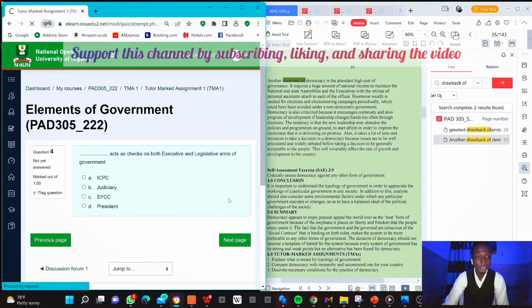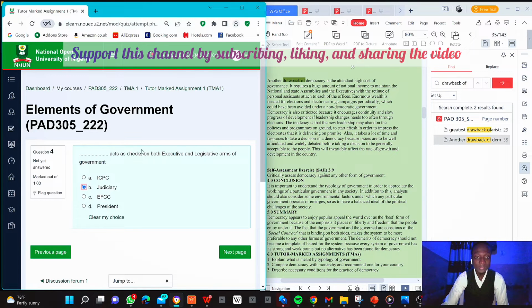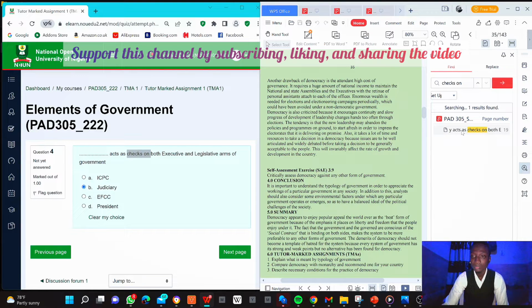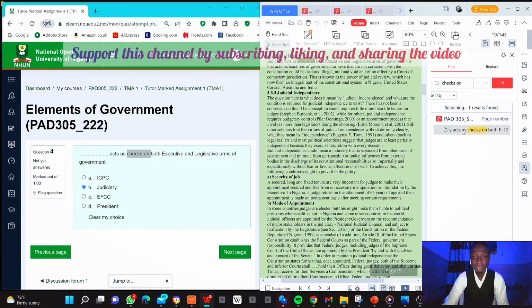So we have question 4. Dash acts as checks on both the executive and the legislative arms of government. As we all know, the organs of government checkmate each other, and we have the three of them: the judiciary, the legislature, and the executive. So with the legislature and executive named, the judiciary is the answer. Let's quickly check that. Look at it here: the judiciary acts as checks on both the executive and legislature, so we're good.